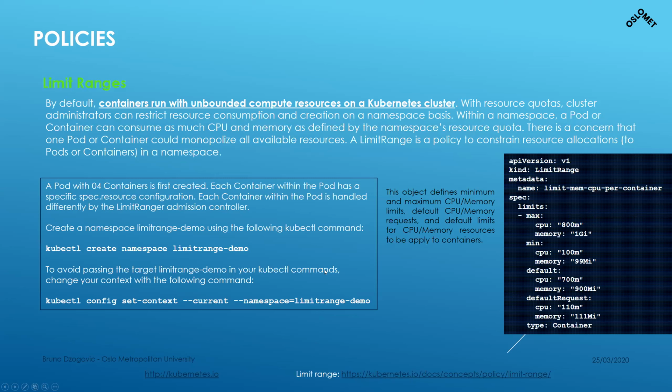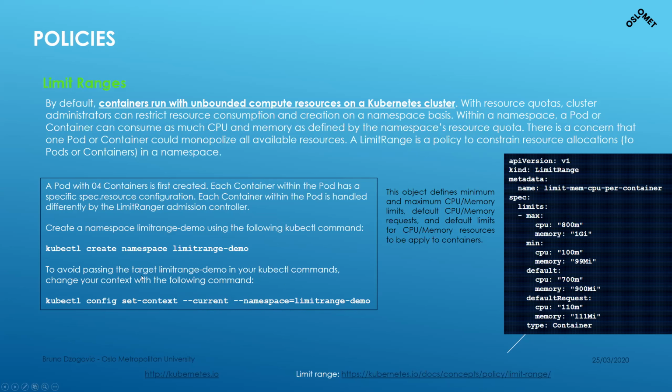You can put an example like this to try it, and you can create it with kubectl create namespace limit-range-demo, and then kubectl config set-context, and in the current namespace limit-range-demo.